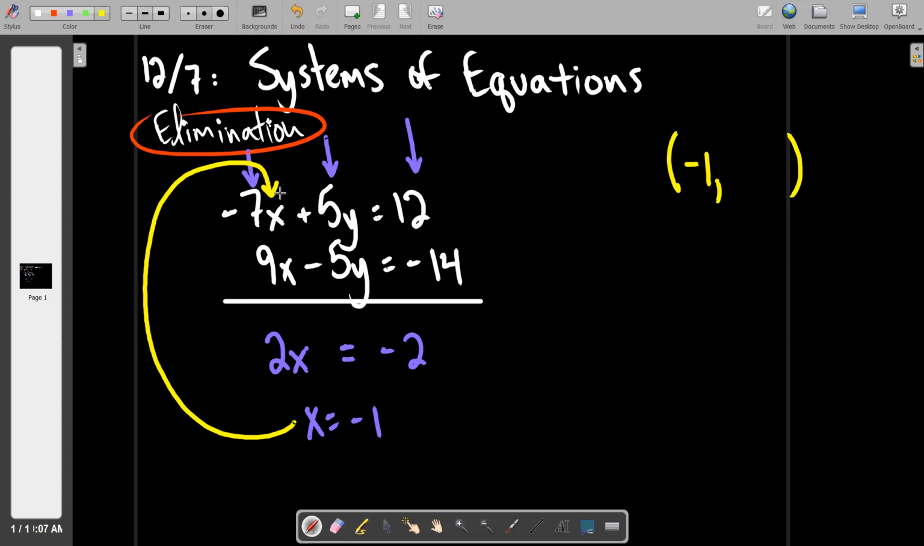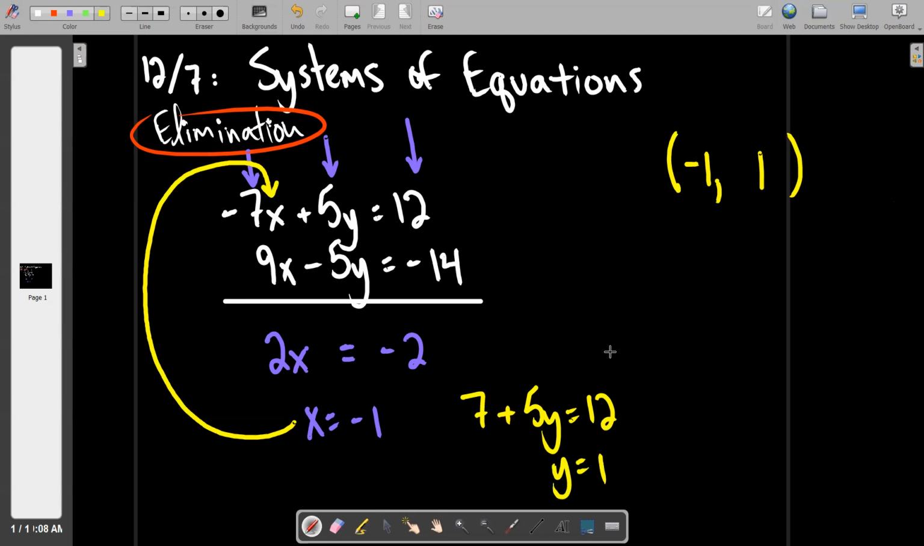What is right here at the end of this arrow? What's -7 times -1? So that equation will now say 7 plus 5y equals 12, right? I just copied the equation, and then I take away the 7 and I get 5, and then I divide by 5 and I get 1. So the solution to this system is -1, 1. In this context, what that means is that the lines represented by the equations, because they are lines, cross on the plane at the point -1, 1.